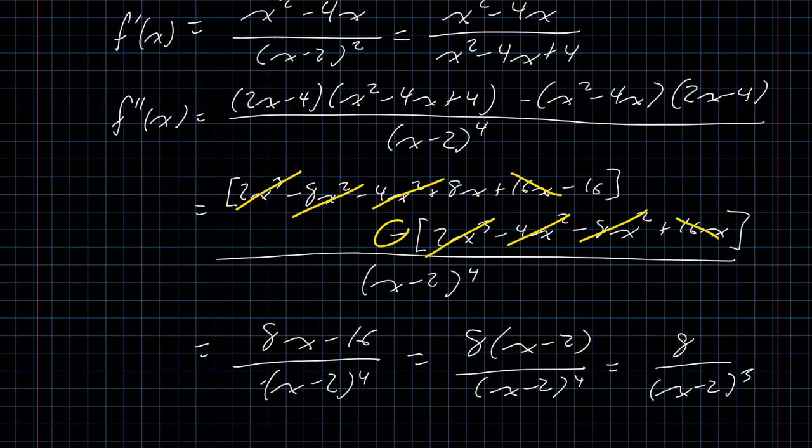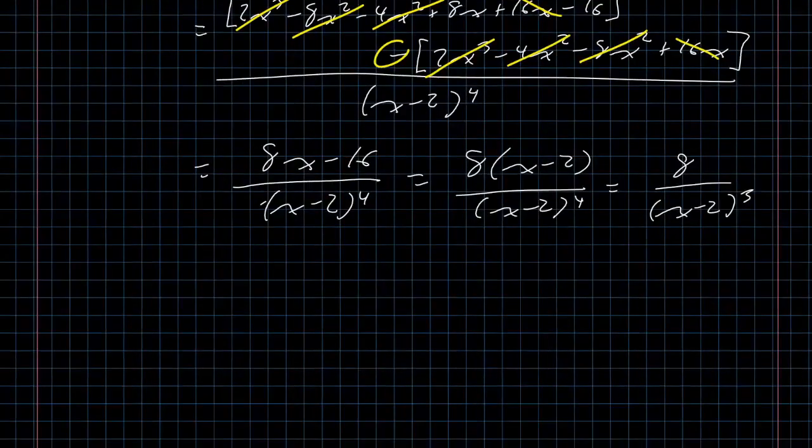You could have noticed before multiplying everything out that there was a common factor of x minus 2 that could be pulled out of the whole thing. If you had done so, you would have reduced the fraction early, and writing it out would have been a little bit neater, but it would have required a lot of thought and a lot of care in factoring. So I don't know if one way or the other is easier. But regardless, we get that the second derivative is 8 over x minus 2, the whole thing cubed.